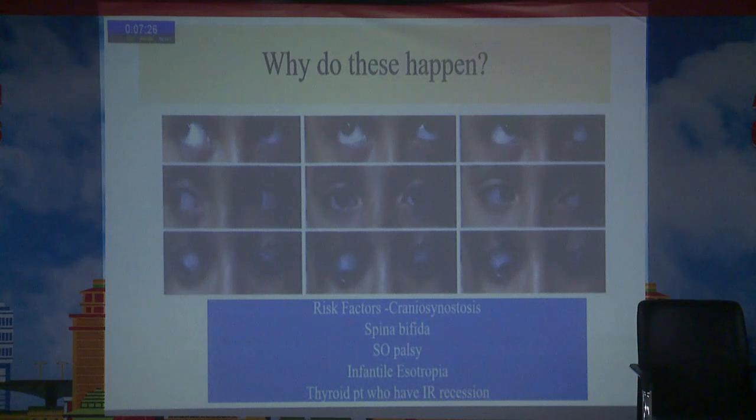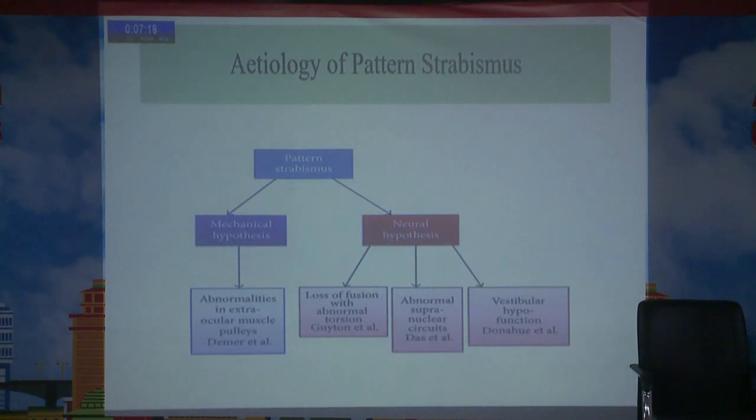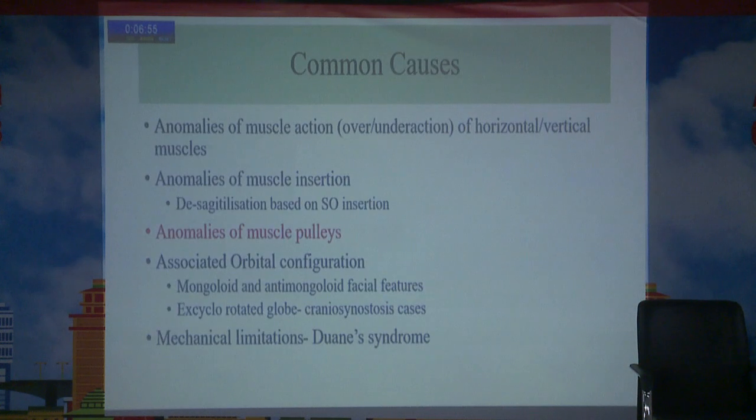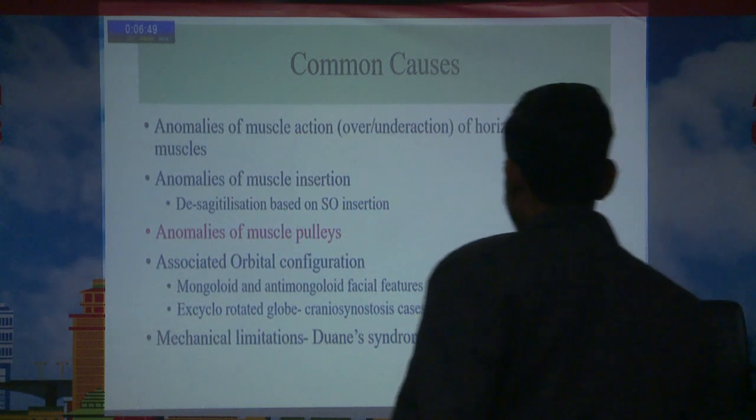So why does this happen? The risk factors are craniosynostosis, superior oblique palsy, and patients who have thyroid disease with inferior oblique recession. As such, the etiology is still debated, but the hypothesis is that there is a mechanical or a neuronal hypothesis. For the mechanical hypothesis, the abnormality is in the extraocular muscle pulleys, which has been postulated by Demer et al. Now coming to the neurological hypothesis, there is a loss with the abnormal torsion, or there are abnormal supranuclear circuits in this case.